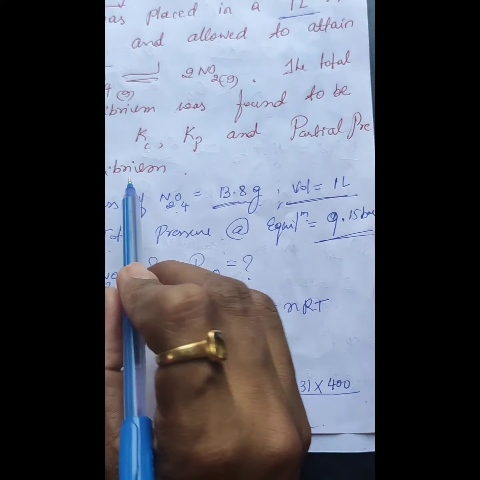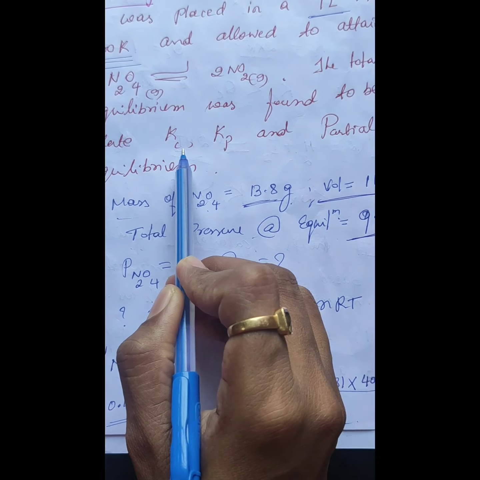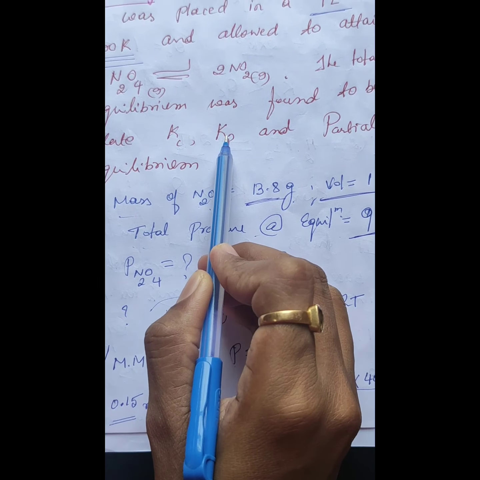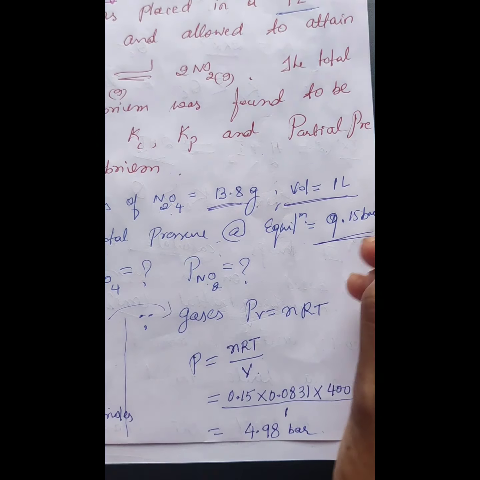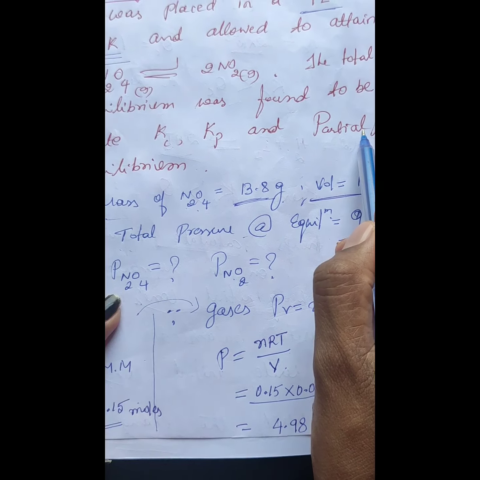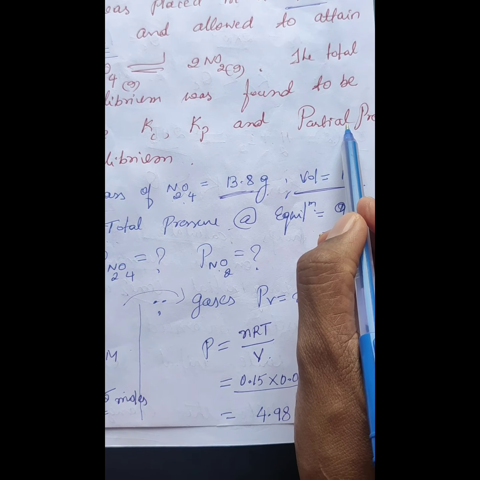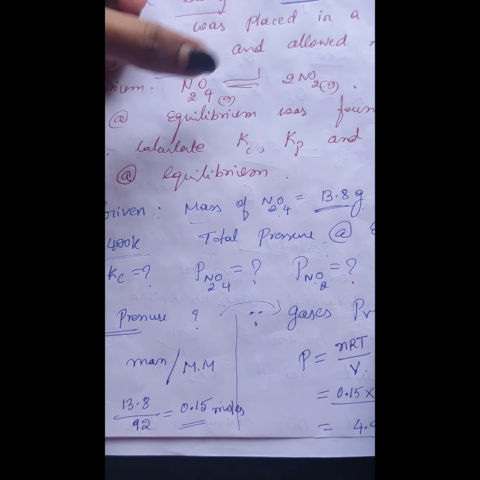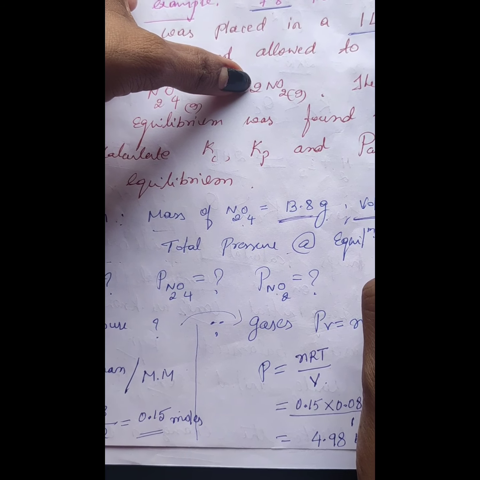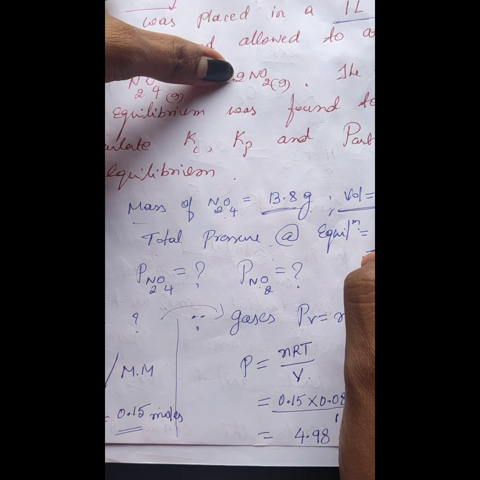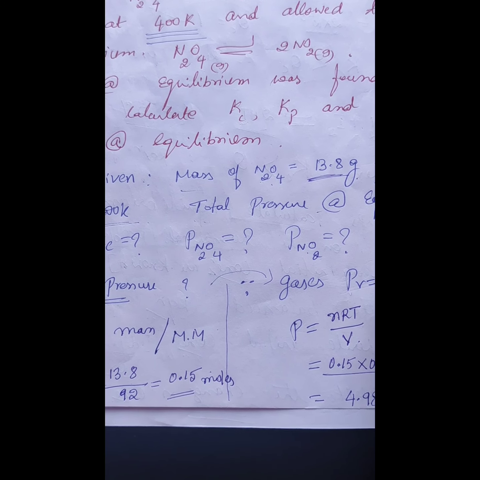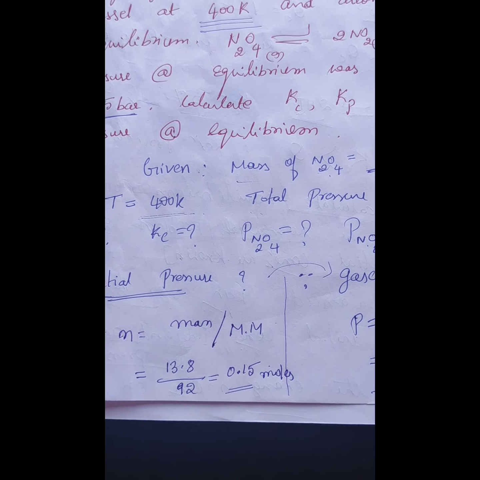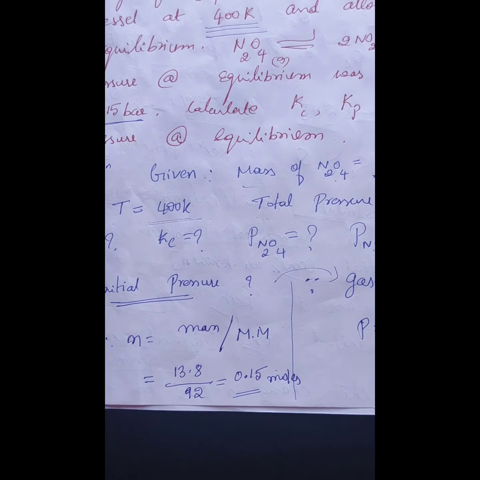What they are expecting is that you should calculate the Kc value, the Kp value, and also the partial pressures of the reactant and the product. That is, the partial pressure of N2O4 as well as the partial pressure of NO2 we should calculate. So from the given data, how can we calculate? Let us move on to the calculation part.